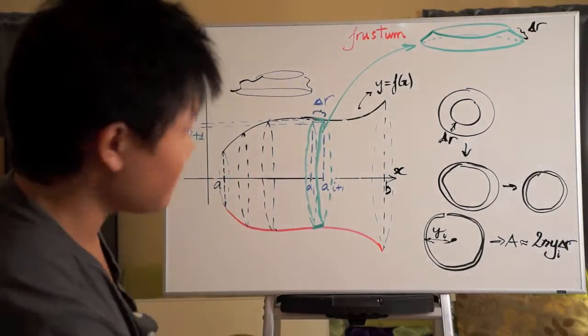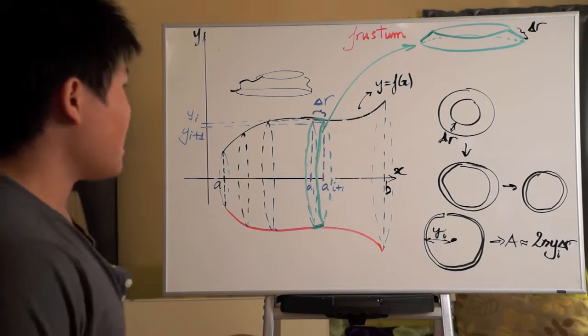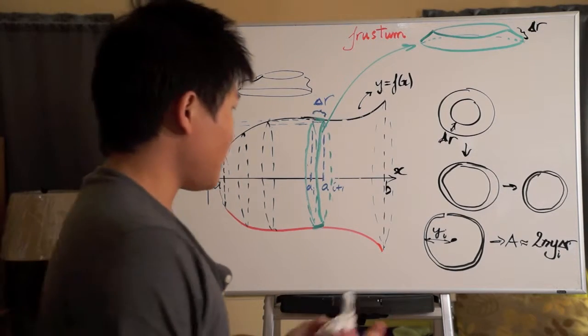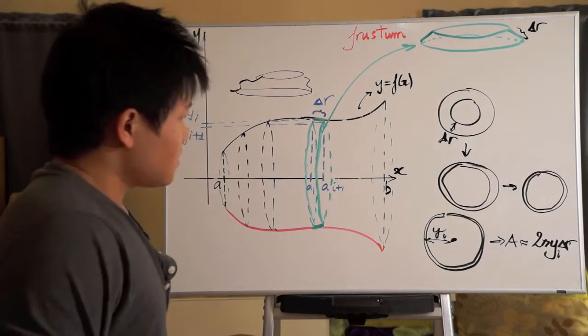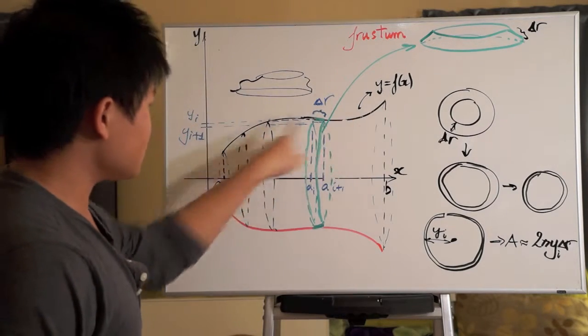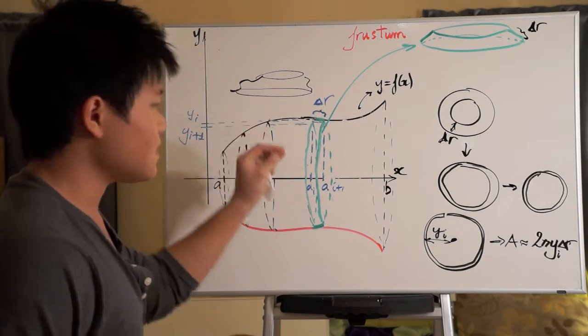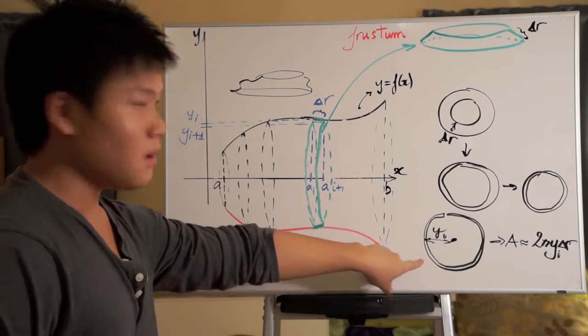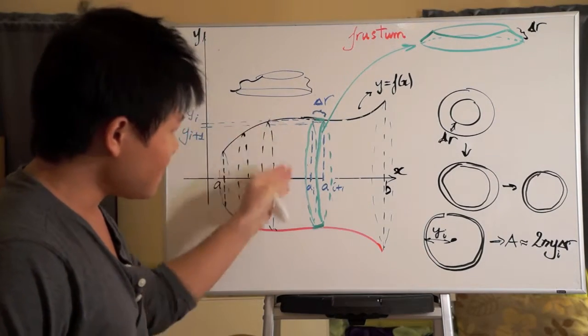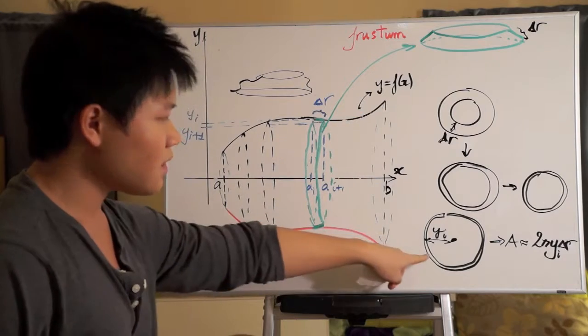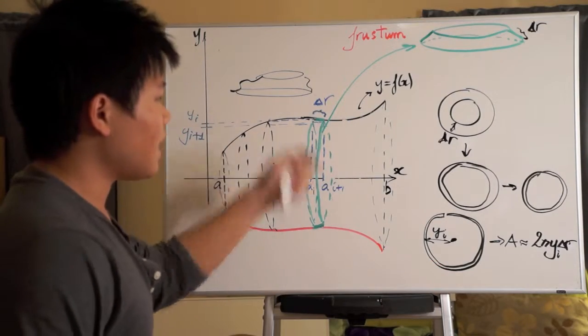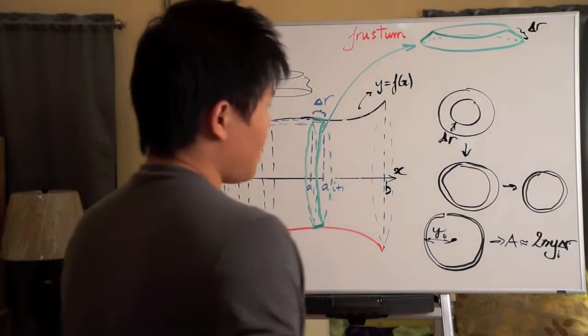Alright, now we're going to expand on that. What do we have next? We can think of this whole surface as the sum of many strips. We cut it into segments, really thin strips like this, and then we're going to calculate the areas.